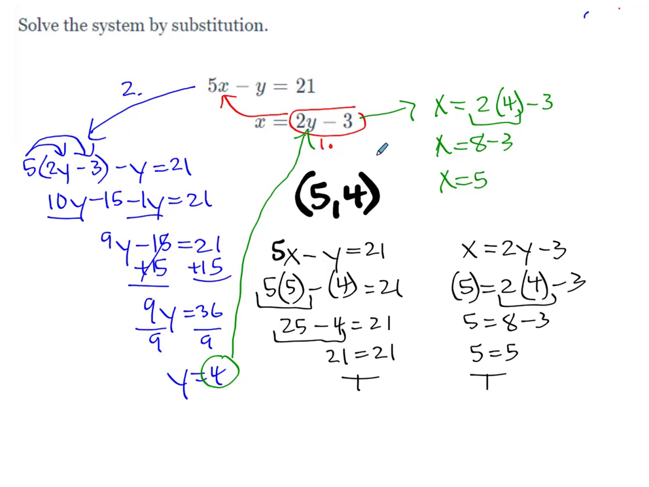Hopefully you found this a quick review, along with the test-taking strategy of substituting the ordered pair into both equations. 2 true statements guarantees you got it right.